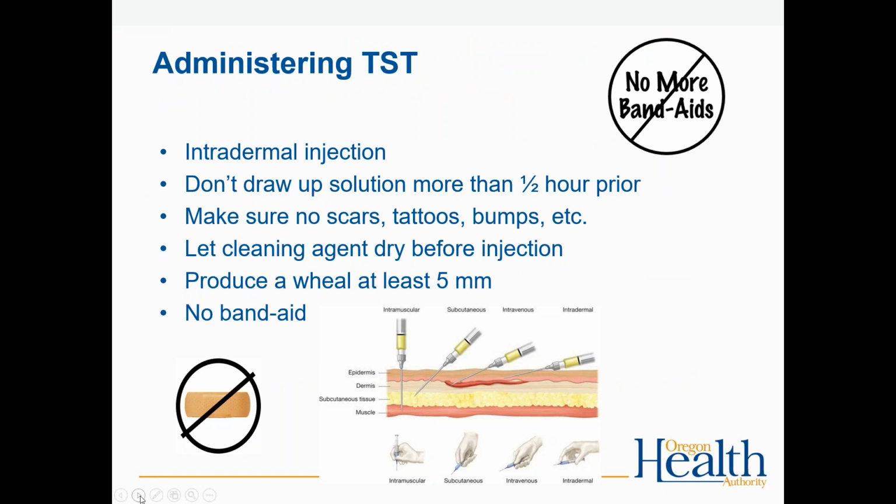So a little bit about administering the TB skin test. You can see the diagram there, but just a couple of quick points. You don't want to draw up the solution more than a half hour prior. Don't put it on any scars or tattoos. You let the cleaning agent dry before you do the injection, and you need to produce a wheal. If you don't produce a wheal, you need to place it again in the other arm, and don't put a Band-Aid on it.